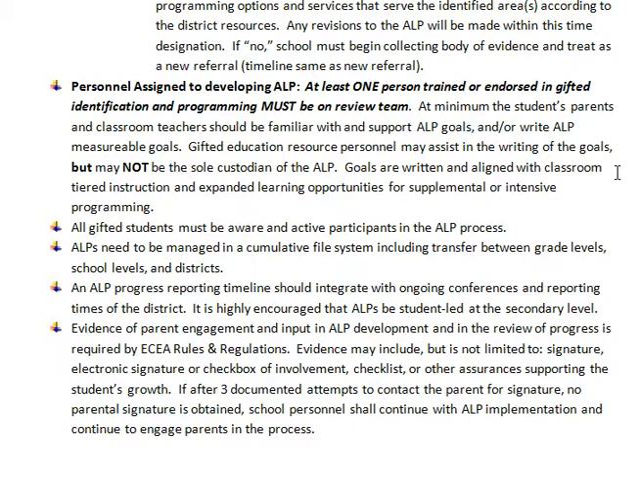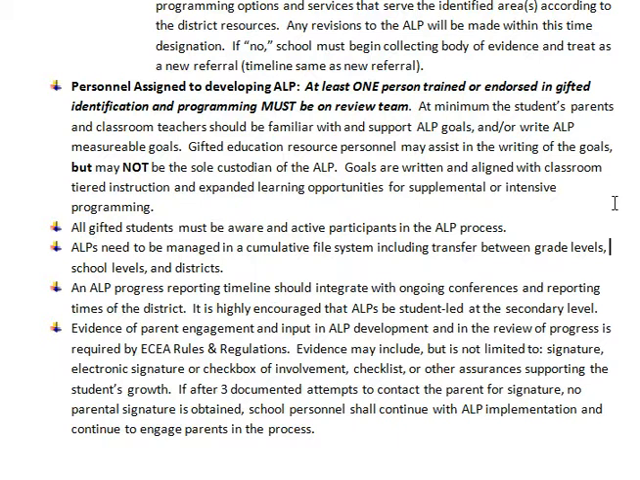General education teachers are very liable for the information pertained in that ALP, and goals are written and aligned with classroom tiered instruction, expanded learning opportunities for supplemental or intensive programming. So it's a team effort, so be aware of that. All gifted students must be aware and active in the ALP process in some way or component.